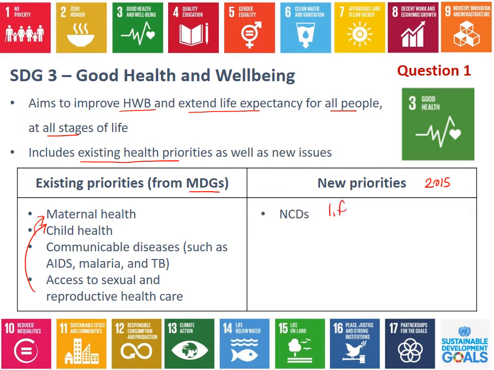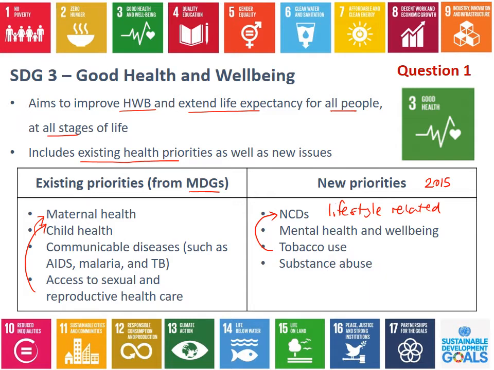New priorities that were identified in 2015 for the Sustainable Development Goals were things like non-communicable diseases, so our lifestyle-related diseases, because there was a huge increase in those around the world, especially in low and middle-income countries. Mental health and well-being became one of the features as well. Tobacco use, which relates to non-communicable diseases, but is kind of its own priority as well. Substance abuse, pollution, and road traffic accidents. Okay, so these are all things that weren't necessarily identified in the Millennium Development Goals, but came into the SDGs.